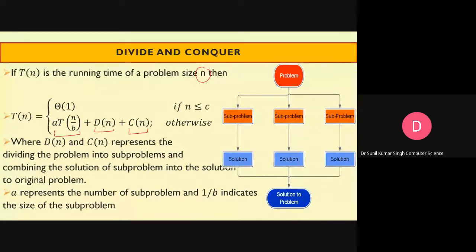After observing this figure, you can see that here we are going to divide the problem into three sub problems, and then we are finding the solution, and then we are combining for finding the solution of the original problem. So this portion is indicating the division, and then finding the solution is the conquer, and then this one is indicating the combining.